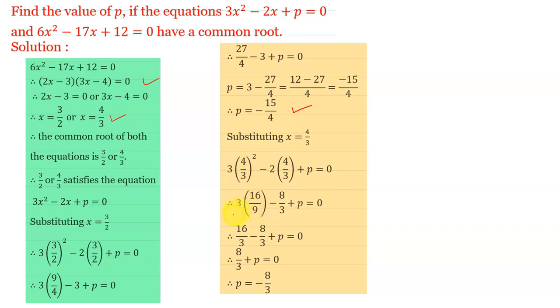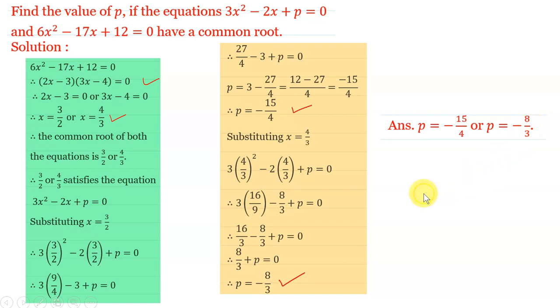We simplified that. 3 one's are 3, 3 threes are 9. 16 by 3 minus 8 by 3 plus p. Okay, and overall 16 by 3 minus 8 by 3 means what? 16 minus 8, 8 by 3 plus p is equals to 0. And hence the second value of p is minus 8 by 3. Okay. Now these are the two values of p. Therefore the answer: p is equals to minus 15 by 4 or p is equals to minus 8 by 3.